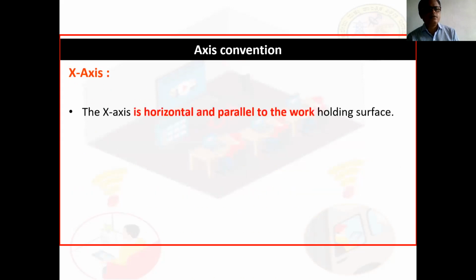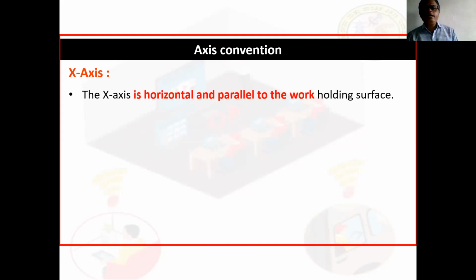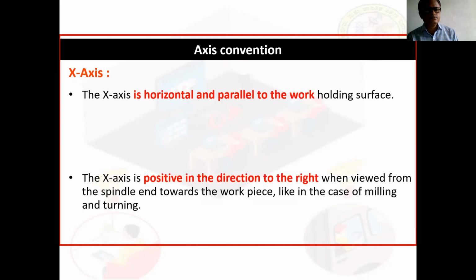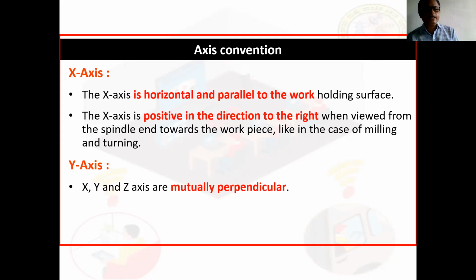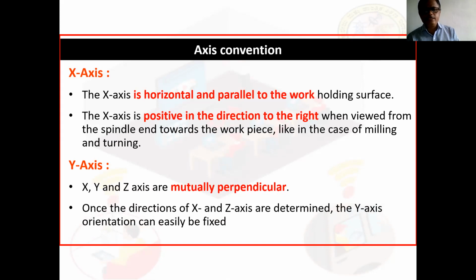What is the X axis? The X axis is horizontal and it is parallel to the work holding surface. The X axis is positive in the direction to the right when viewed from the spindle towards the workpiece, like in the case of milling and turning. Then the Y axis. X, Y, Z axes are mutually perpendicular. That is, if you know X axis and Z axis, the Y axis can be easily fixed.